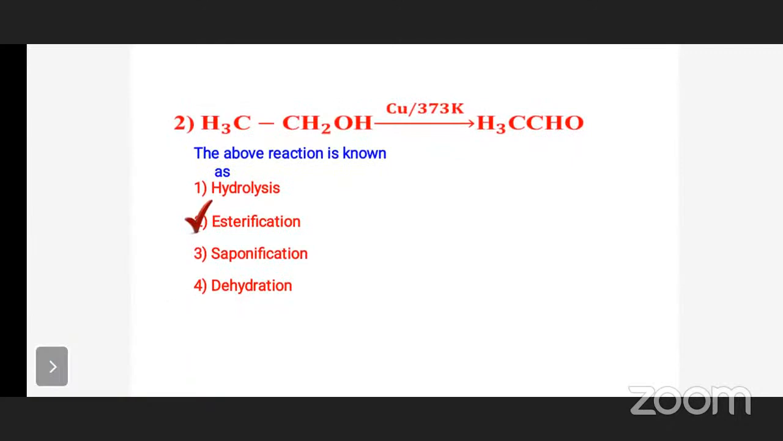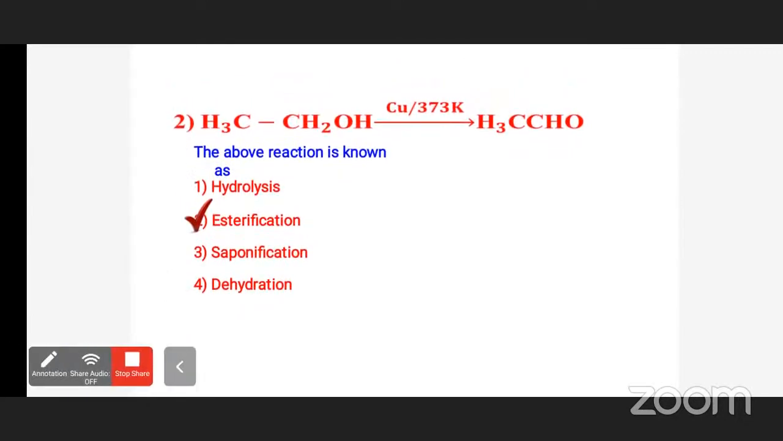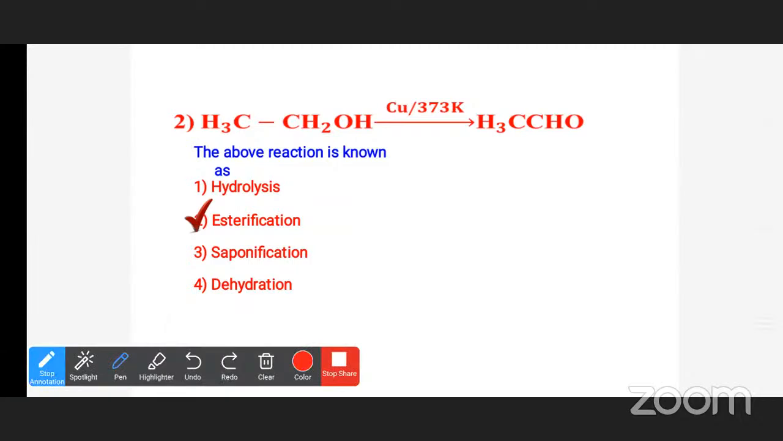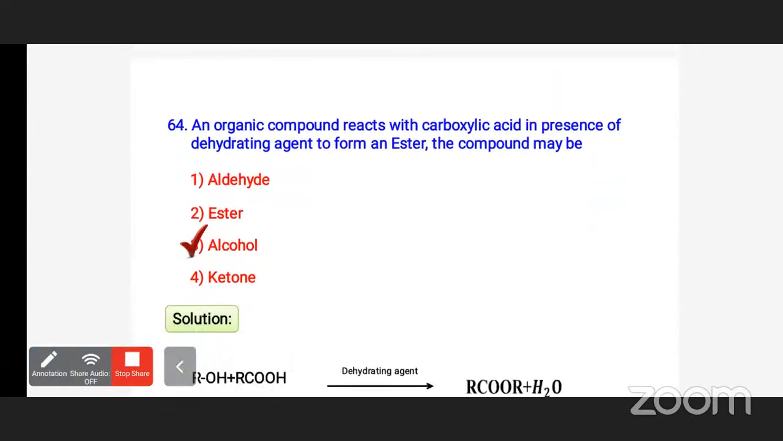CH3CH2OH, ethyl alcohol, passed over copper at 373 Kelvin forms acetaldehyde. The above reaction is known as esterification reaction, hydrolysis, saponification, or dehydration. So the second one is the correct option.